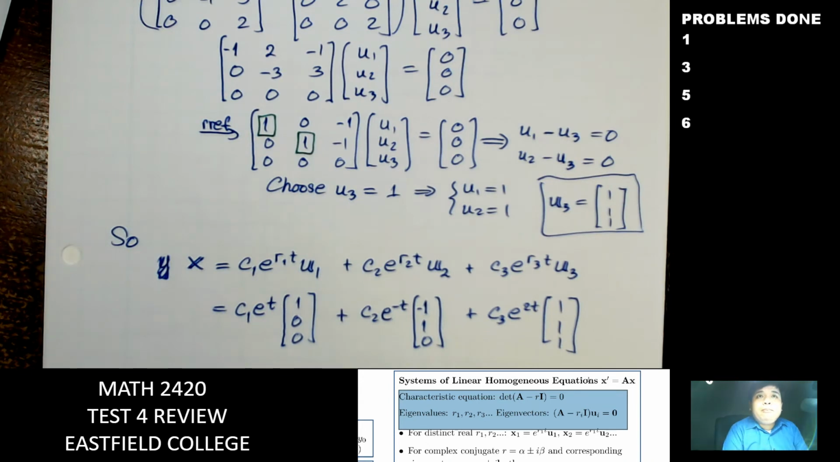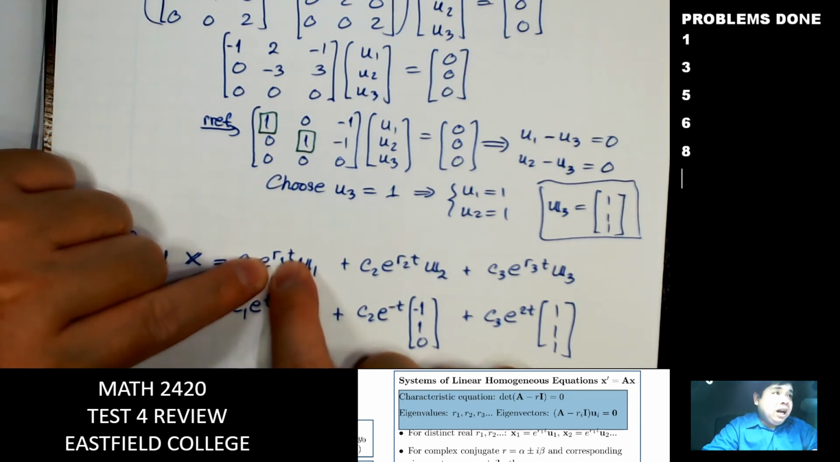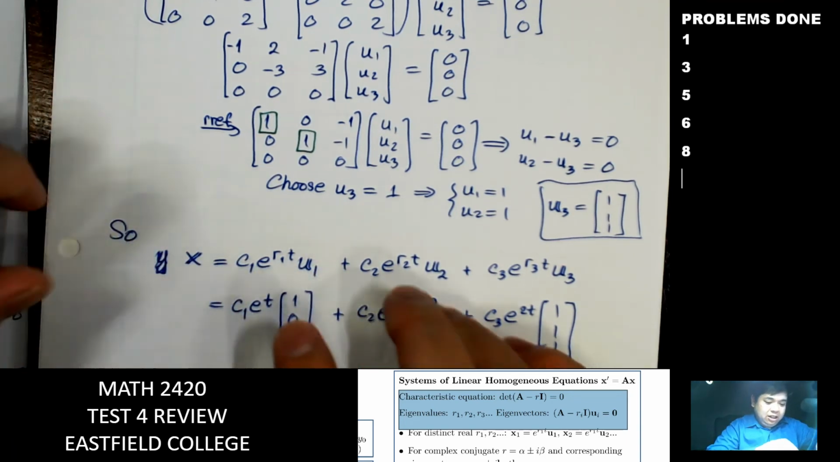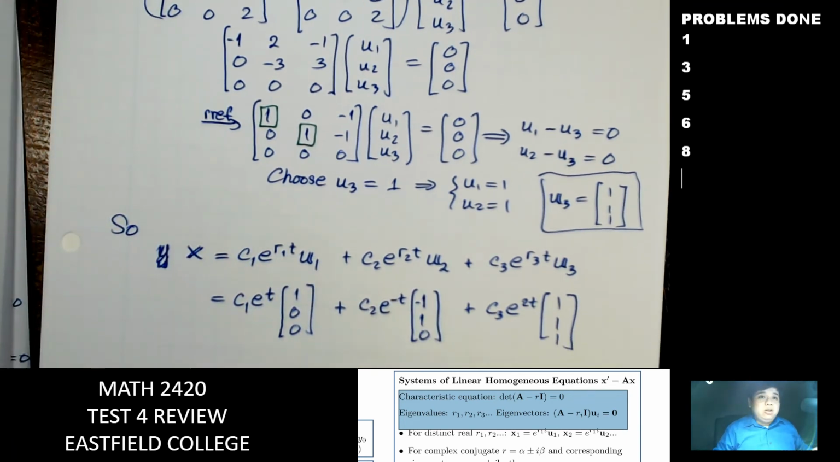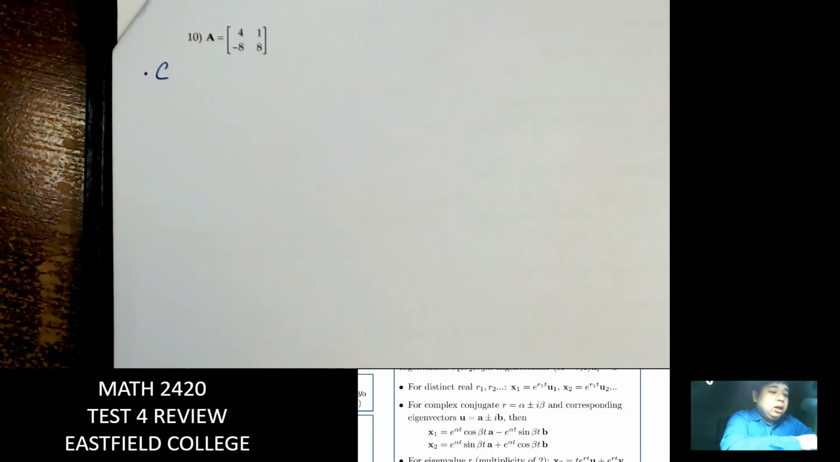Right, so we have that. So eigenvalues, eigenvector, and the answer in that form. Of course, the formulas are going to be on that side. Right. Now we go to number 10.